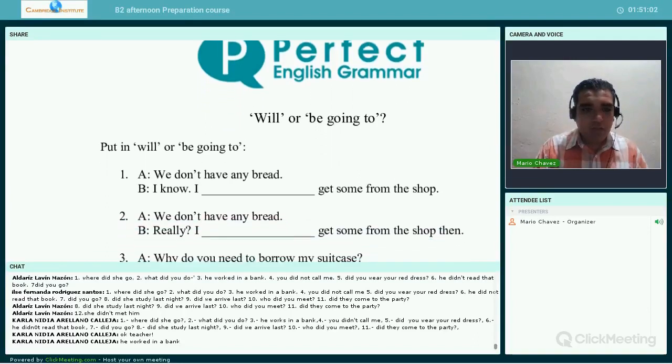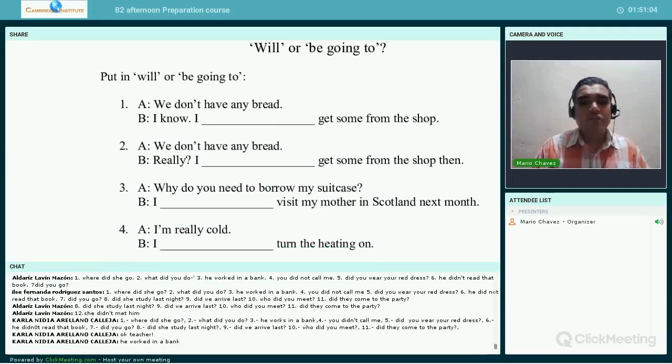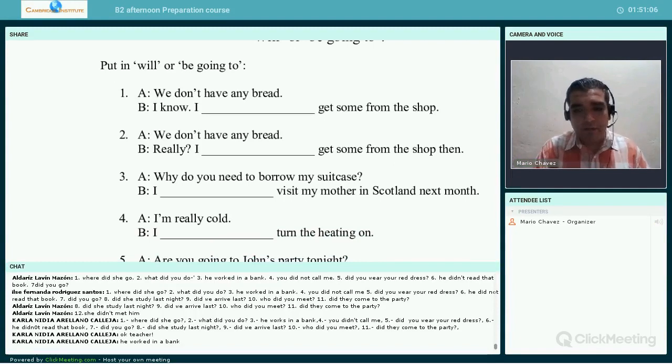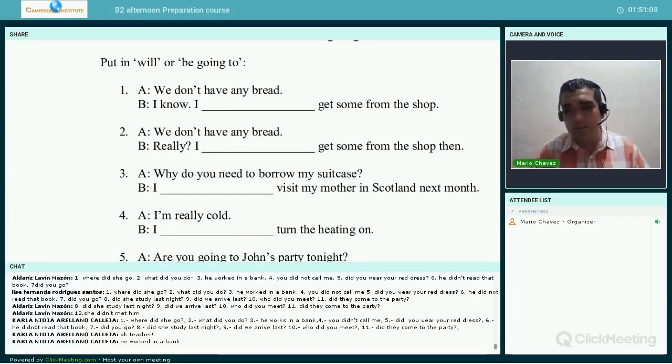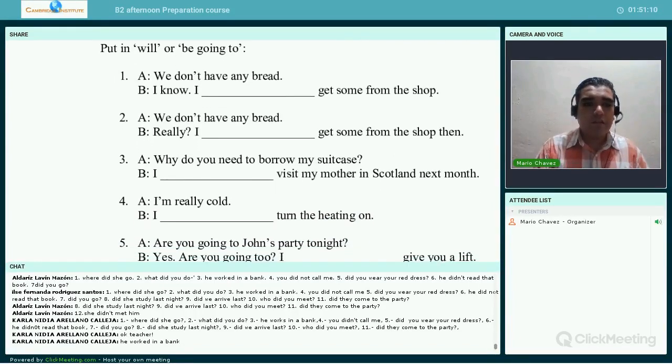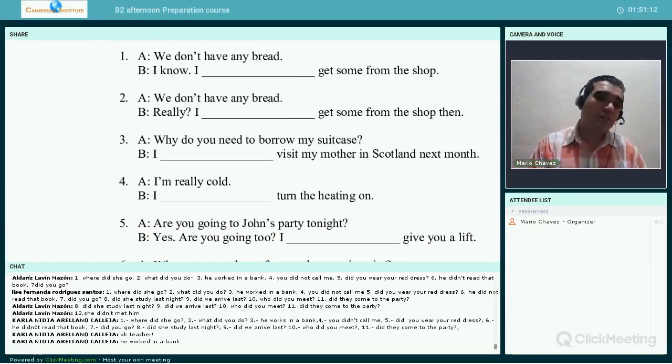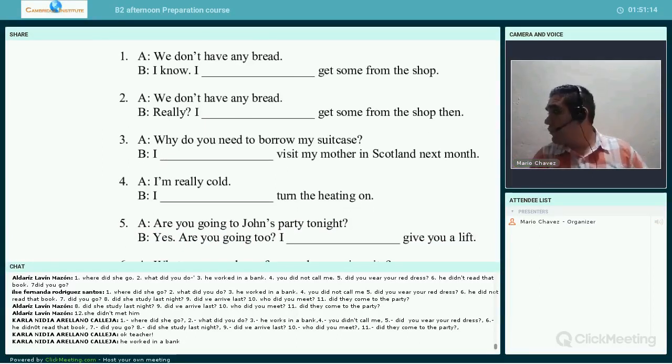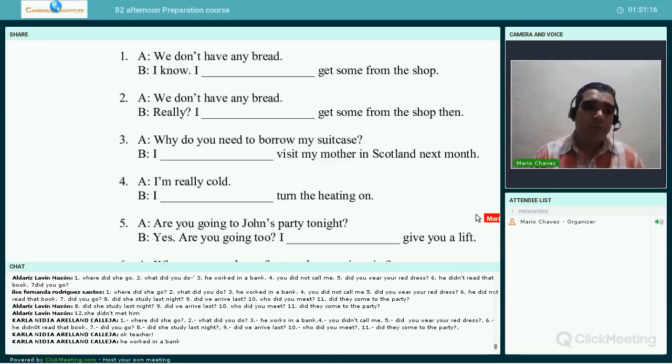So it says put will or be going to. Based on what we have been talking about, you need to make your decisions. Is it with going to or is it with will? The first one says, we don't have any bread, and then the letter B: I know. I get some from the shop. Is it with going to or with will? What do you think in number one?